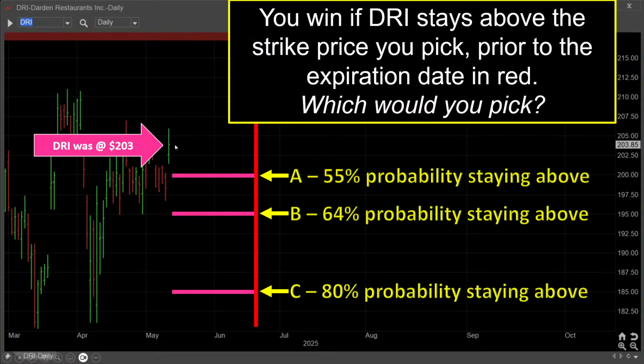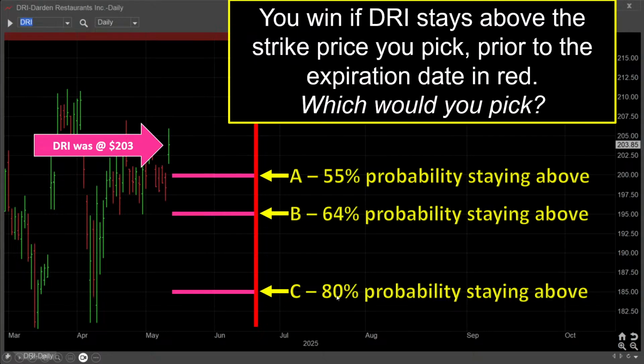So if I went out there on this $203 stock and sold a $200 put, that's going to give me a 55% chance of making money. If I went a little bit lower, down to 195, now I have a 64% chance of winning, because there's a 64% statistical chance that the stock will stay above 195 for the next 30 days. If I go all the way down to C, 185 bucks, I now have an 80% probability.